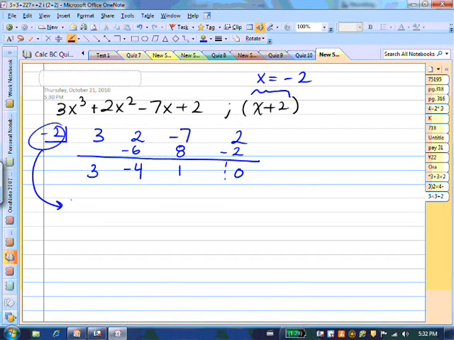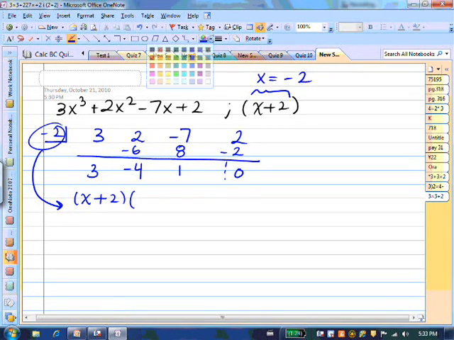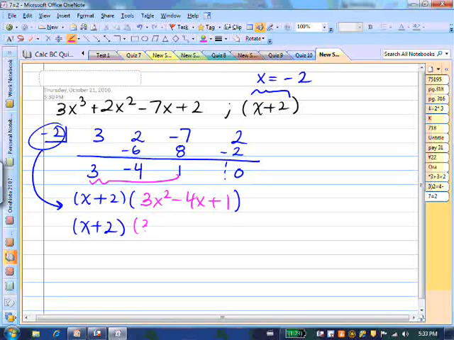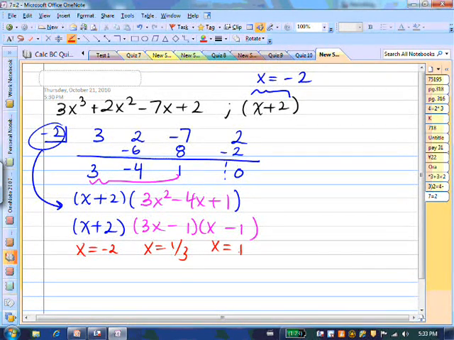So what good does that do us? Well, if the remainder is 0, that means x plus 2 is a factor. Well, what is the other factor? If you remember, the other factor is this guy, 3x squared minus 4x plus 1. And what's good about this is once you get it down to a quadratic, you can easily factor that. So I got the x plus 2, and then this, you can just kind of work it out, 3x and x, 1 and 1, minus, minus. So after this step, you got all your solutions. x is equal to negative 2, x is equal to 1/3, x is equal to 1. And as expected, since the degree is 3, I have 3 answers.